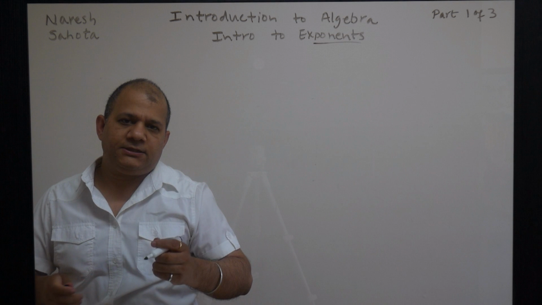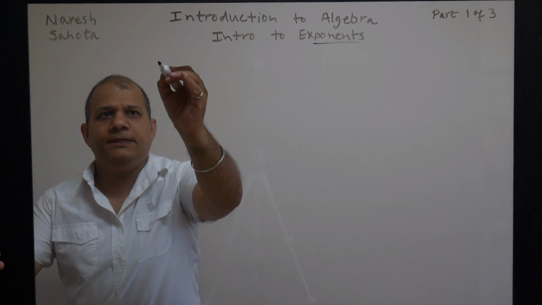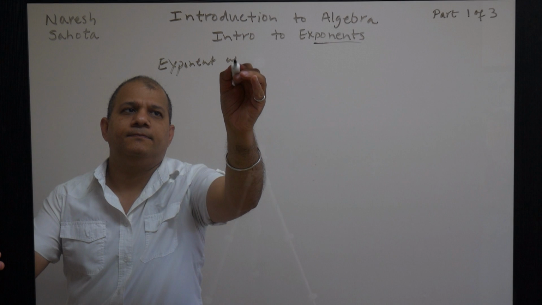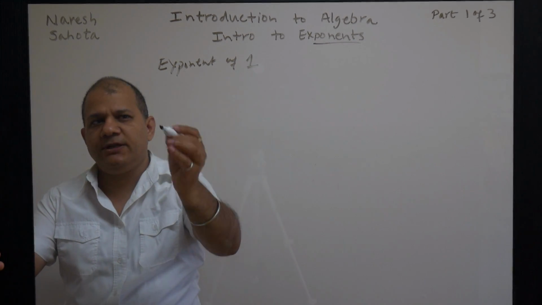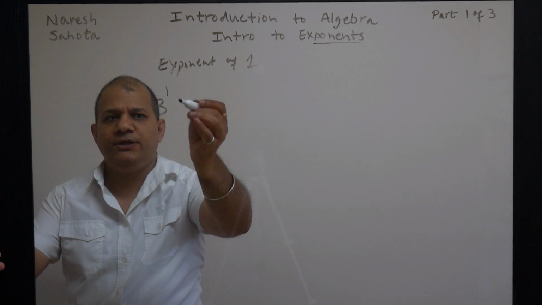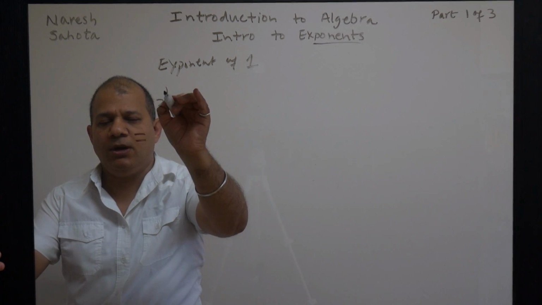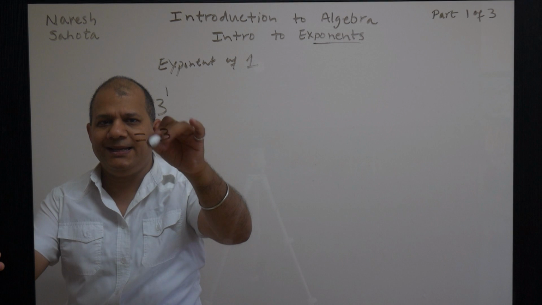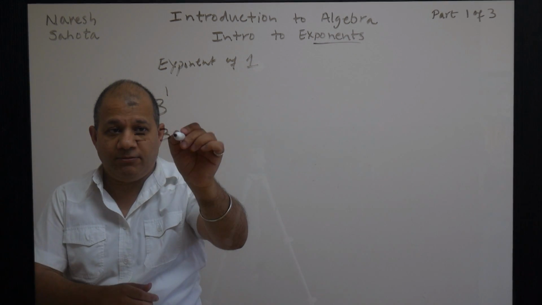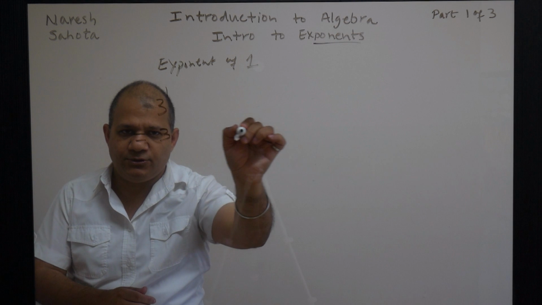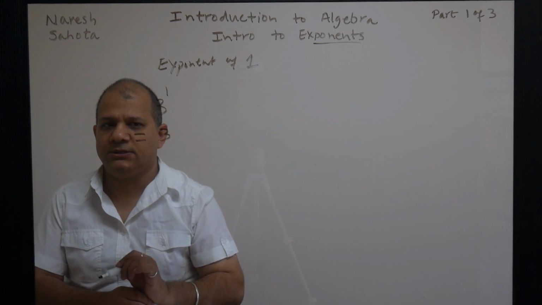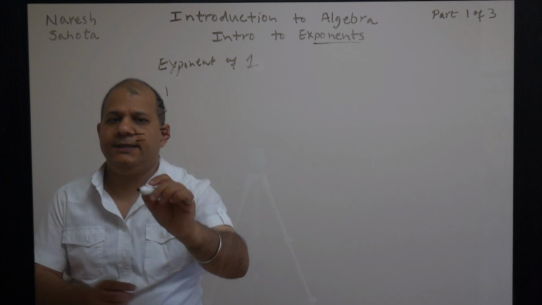So now let's look at the exponent of 1. When we have an exponent of 1, let's say 3 to the 1, it simply means you multiply 3 by itself only once. So it's just 3, right? There is no more 3 times 3 times 3, because you only write it once. The exponent is once. So 3 to the 1 is 3.